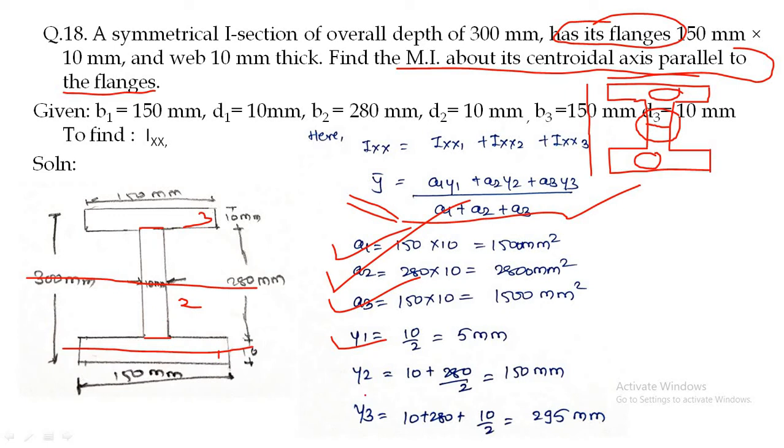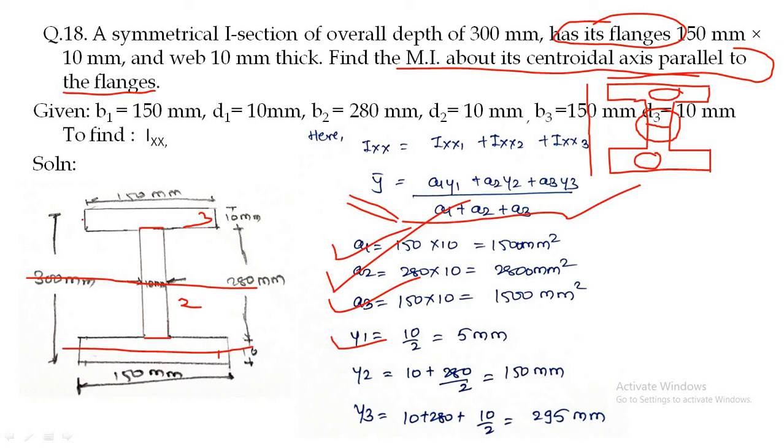What is y2? Y2 will be the position of the horizontal central axis of the second rectangle from the bottommost edge. The second rectangle begins 10 mm from the bottommost edge, so we add first 10 plus half the height of this rectangle. The second rectangle is 280, so 10 plus 280 by 2. That will give us 150 mm.